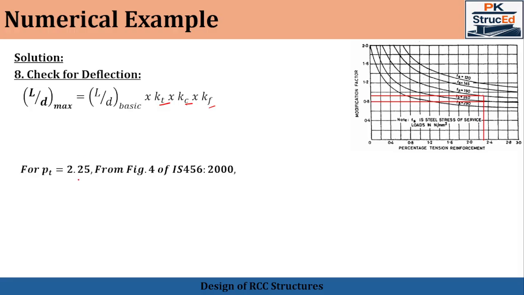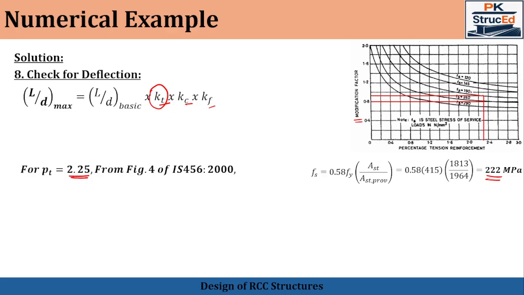For the percentage of tension reinforcement of 2.25, from figure 4 of IS 456-2000, we can calculate the modification factor for tension reinforcement, that is KT. Here the percentage of tension reinforcement is known, 2.25, whereas Fs is to be calculated. Fs is the steel stress at service loads, so that has to be calculated. The formula is available below that chart itself. It is given as Fs equals 0.58 fy into Ast required divided by Ast provided. Substituting the values, we are getting Fs as 222.